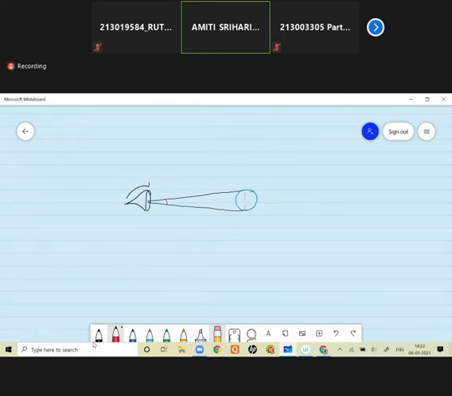The diameter of the moon is given. This angle is 31 minutes, theta. This is D, no, this is R.